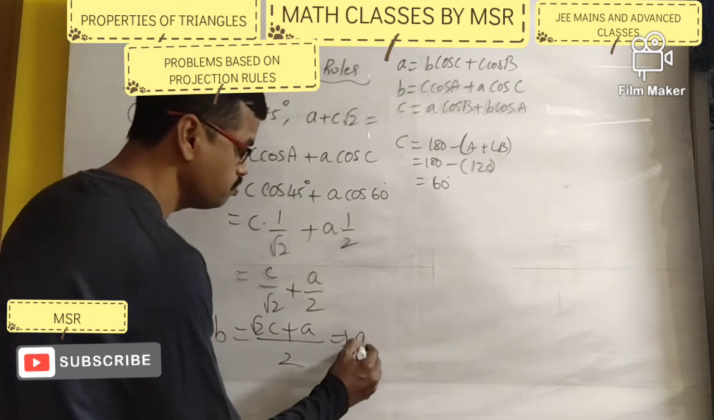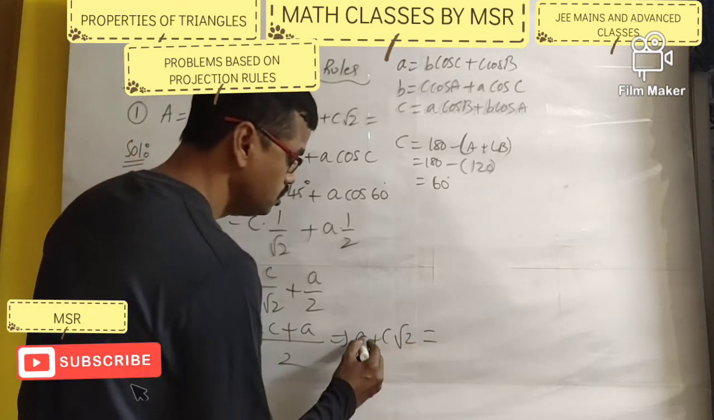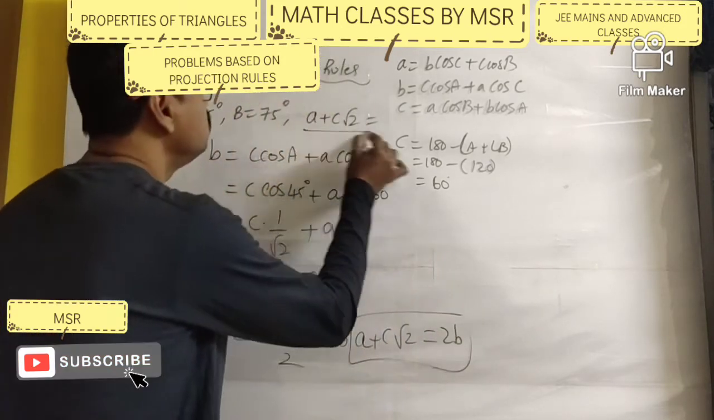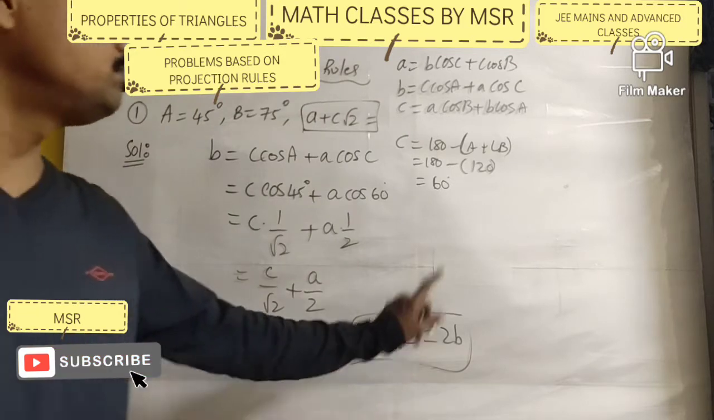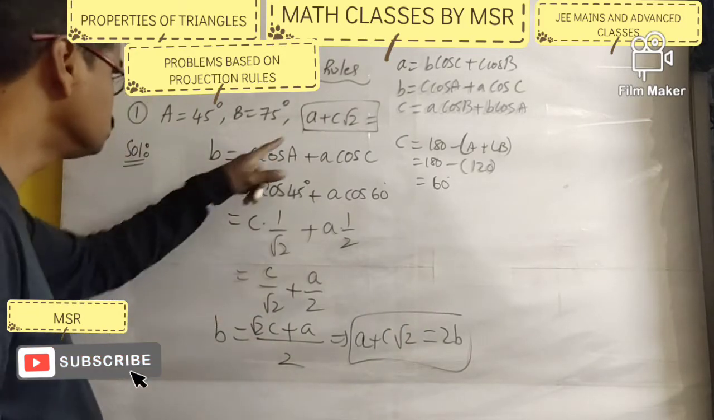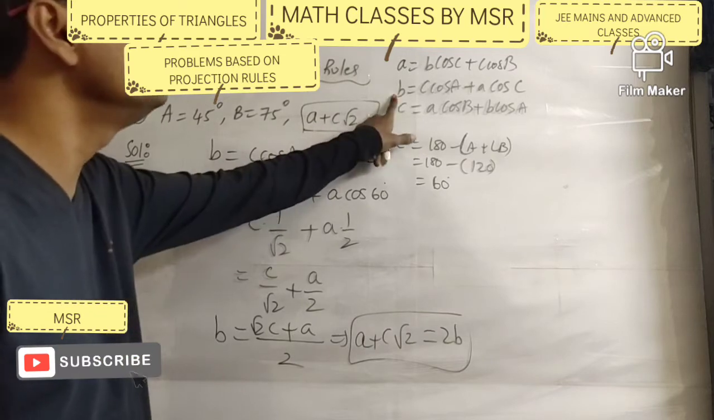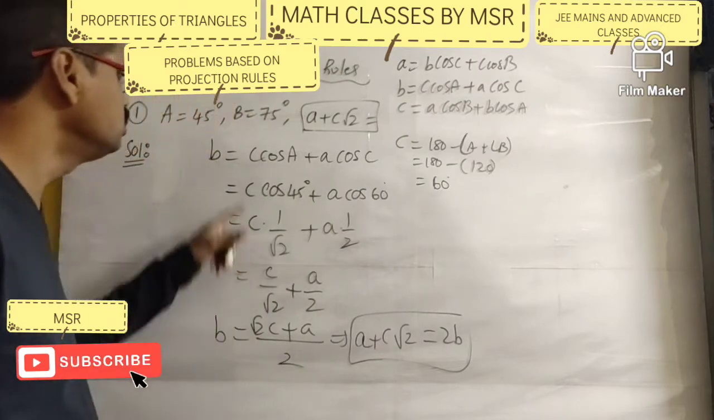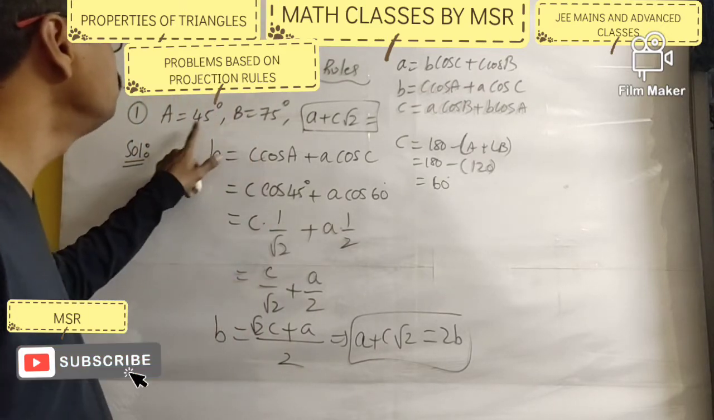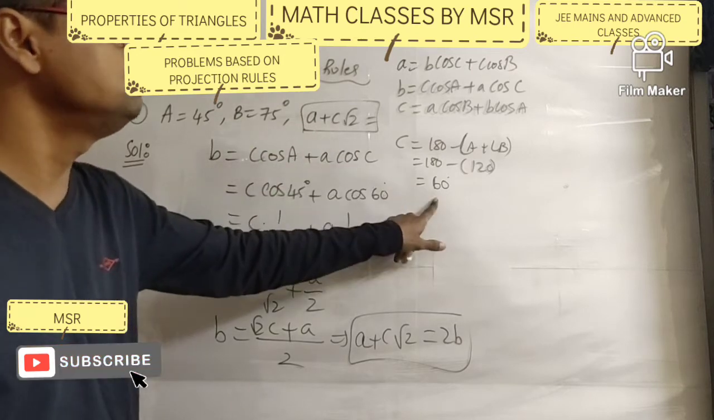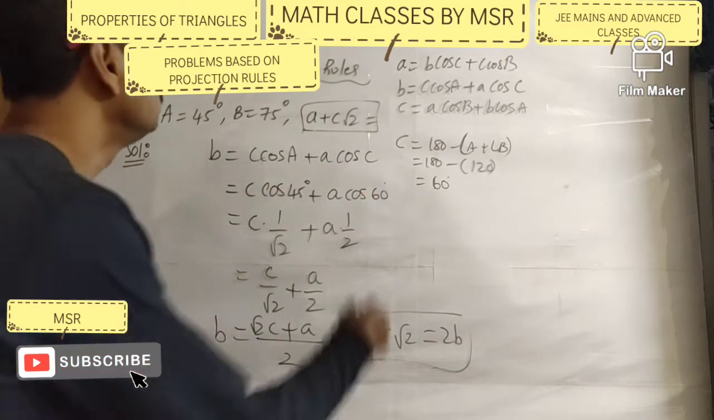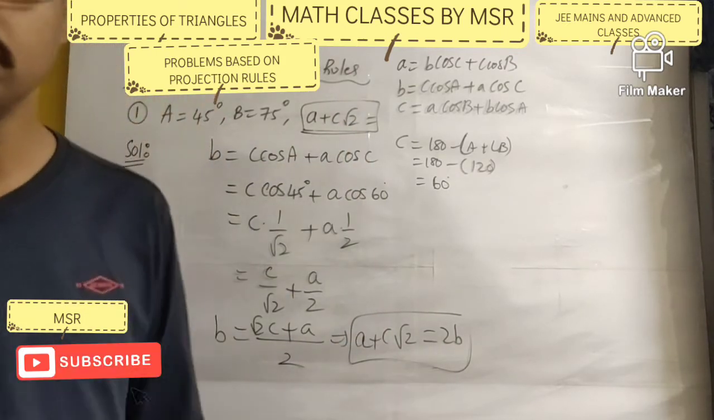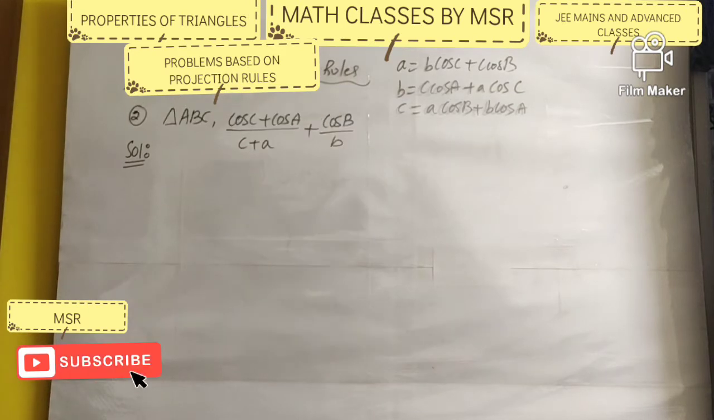Now what is the value of a plus c root 2? a plus c root 2 is 2 into b, that is 2b. So a plus c root 2 is what they asked us to find, and we got the value a plus c root 2 equal to 2b. How did we solve it? As the given expression is in terms of a and c, we used the formula for b. b is equal to c cos A plus a cos C. With the given values, A is 45 and B is 75, we found C. Based on that, we showed that a plus c root 2 is 2b. Okay, this is problem number one.